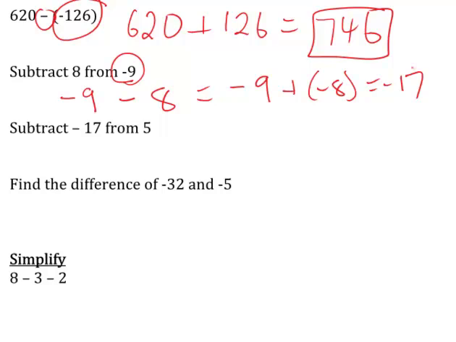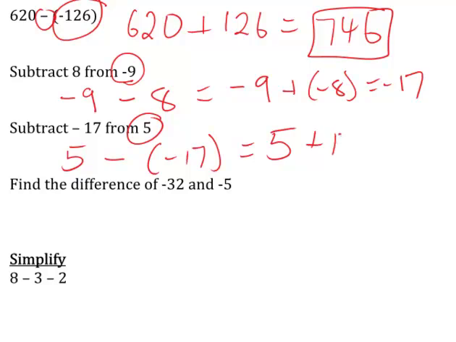I'll do the same thing with the next one. Subtract negative 17 from 5. So 5 is going to be my first number minus a negative 17. That becomes 5 plus positive 17 gives me 22.